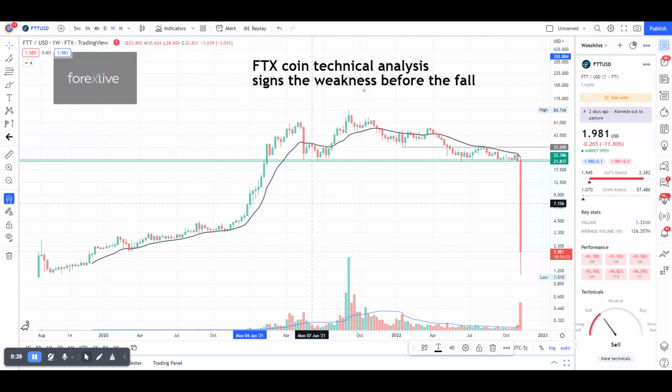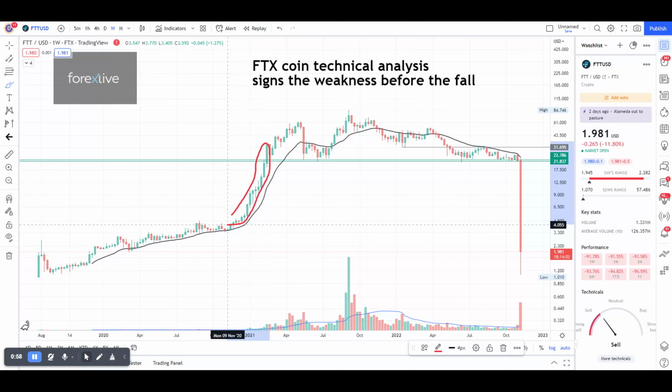I'll be using the black line here, which is the EMA 20. That's a very famous and popular indicator, exponential moving average, and I'm looking at the weekly candles. Now we'll start with this rally over here. This is a big rally, about, I don't know, maybe 10, 15 bars.